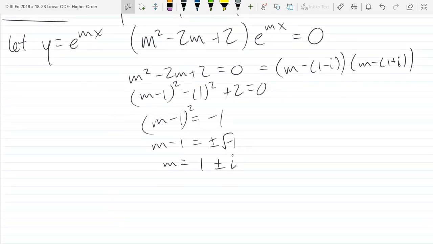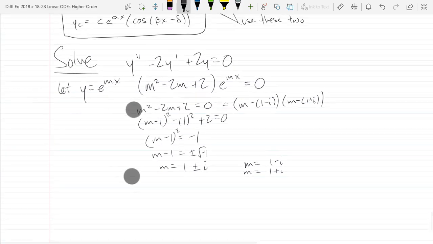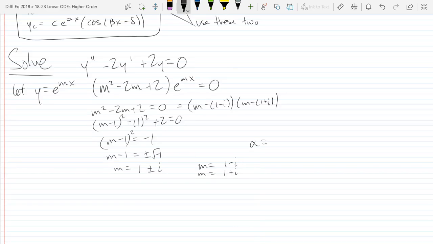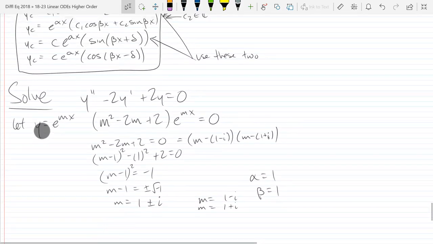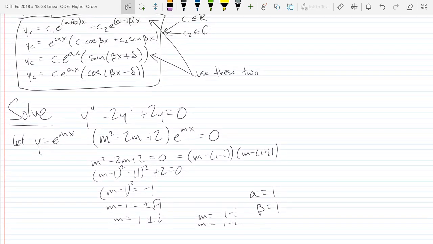All right, so we got 1 minus i and 1 plus i. So they should occur in pairs. You should get a minus bi and a plus bi. These are our alpha is 1. Now, beta can be 1 or negative 1. It doesn't matter which of the two you pick. So I'm just going to go positive. It just depends on if I said beta's negative 1, or if I choose the other one, beta's positive 1.